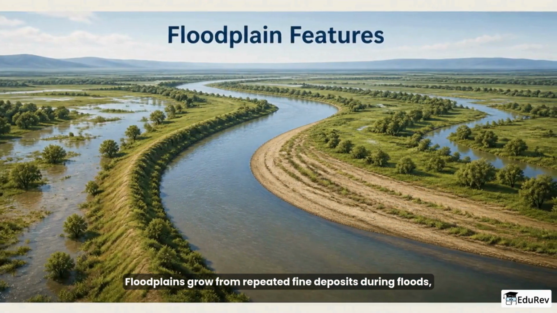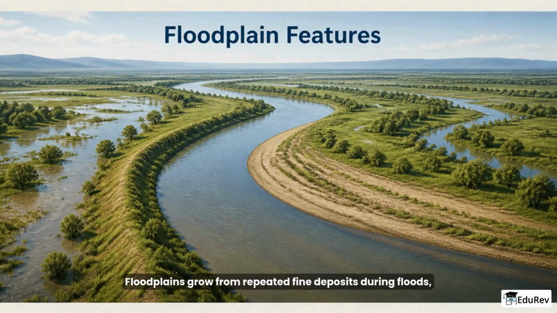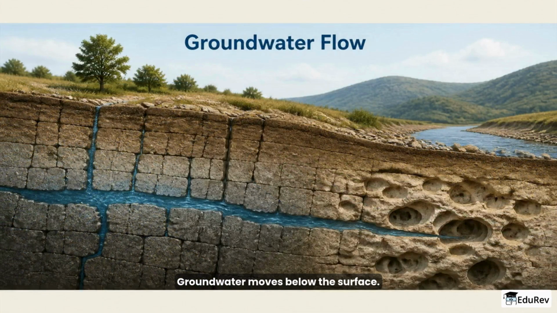Floodplains grow from repeated fine deposits during floods, with natural levees near banks and point bars inside bends, all shaped by river flow and deposition. Groundwater moves below the surface. Water soaks through joints and cracks, then flows horizontally, and chemical actions of groundwater shape rock differently than surface water.